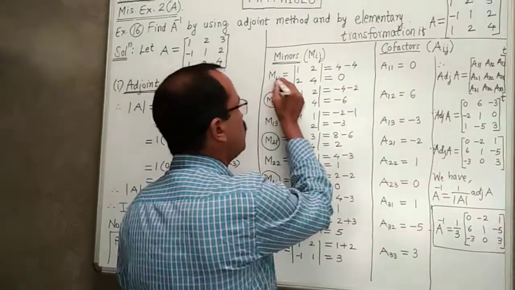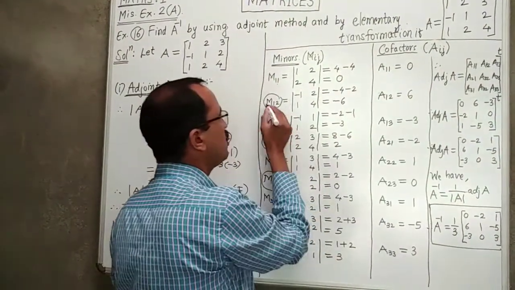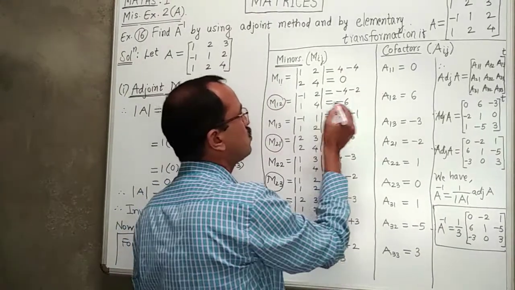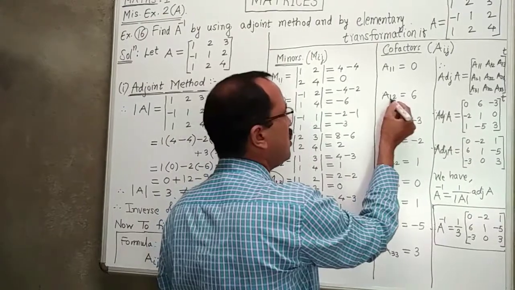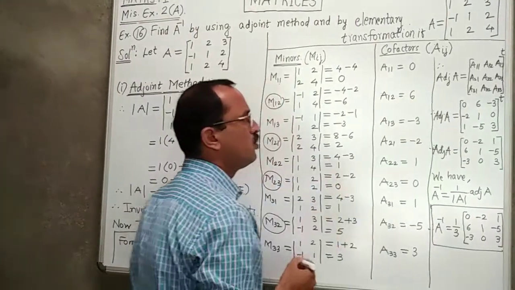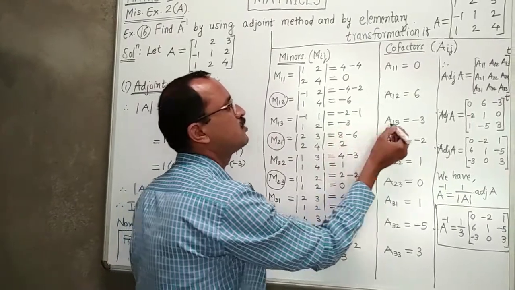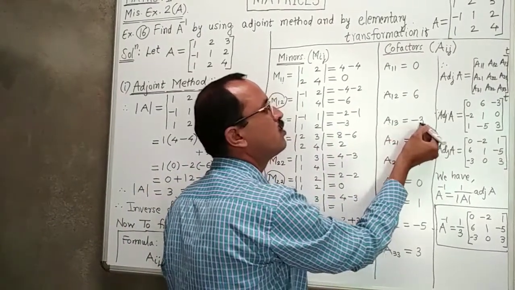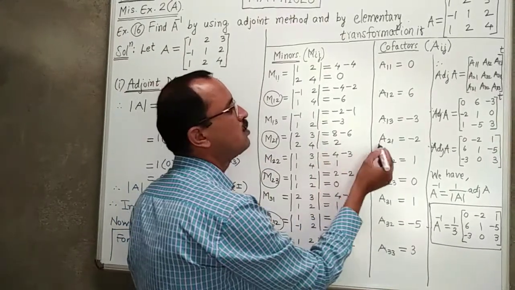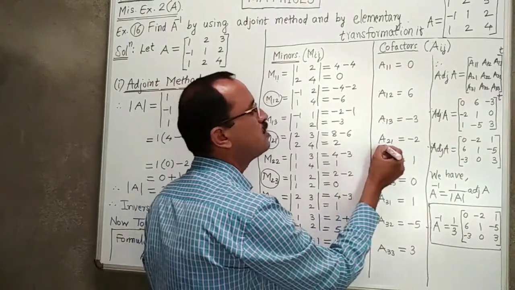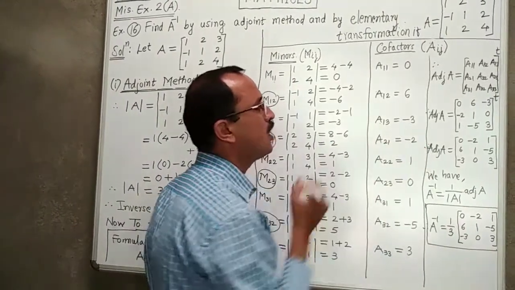So M11 is equal to 0, I write A11 is equal to also 0. Here M12 is equal to minus 6, I change the sign here. A12 is equal to plus 6. Then M13 is equal to minus 3. I write the same minor. A13 is equal to also minus 3. Then M21 is equal to 2. Here also we change the sign. A21 is equal to minus 2.